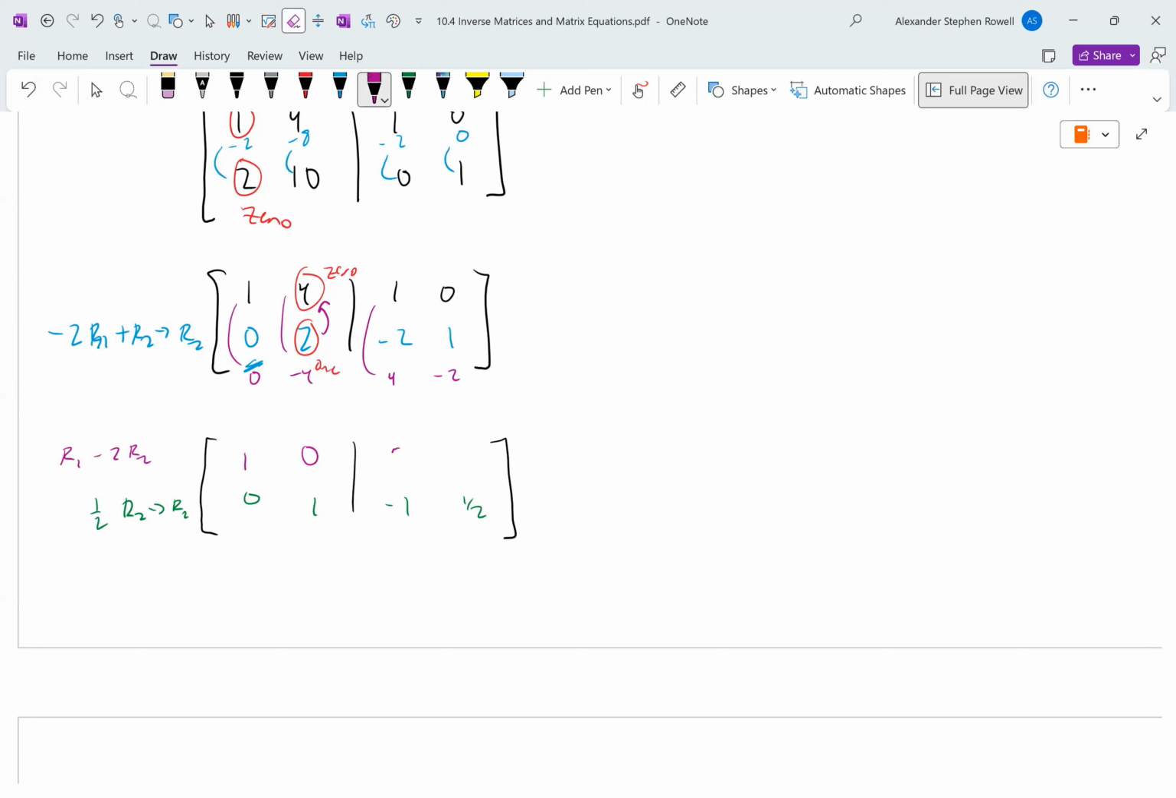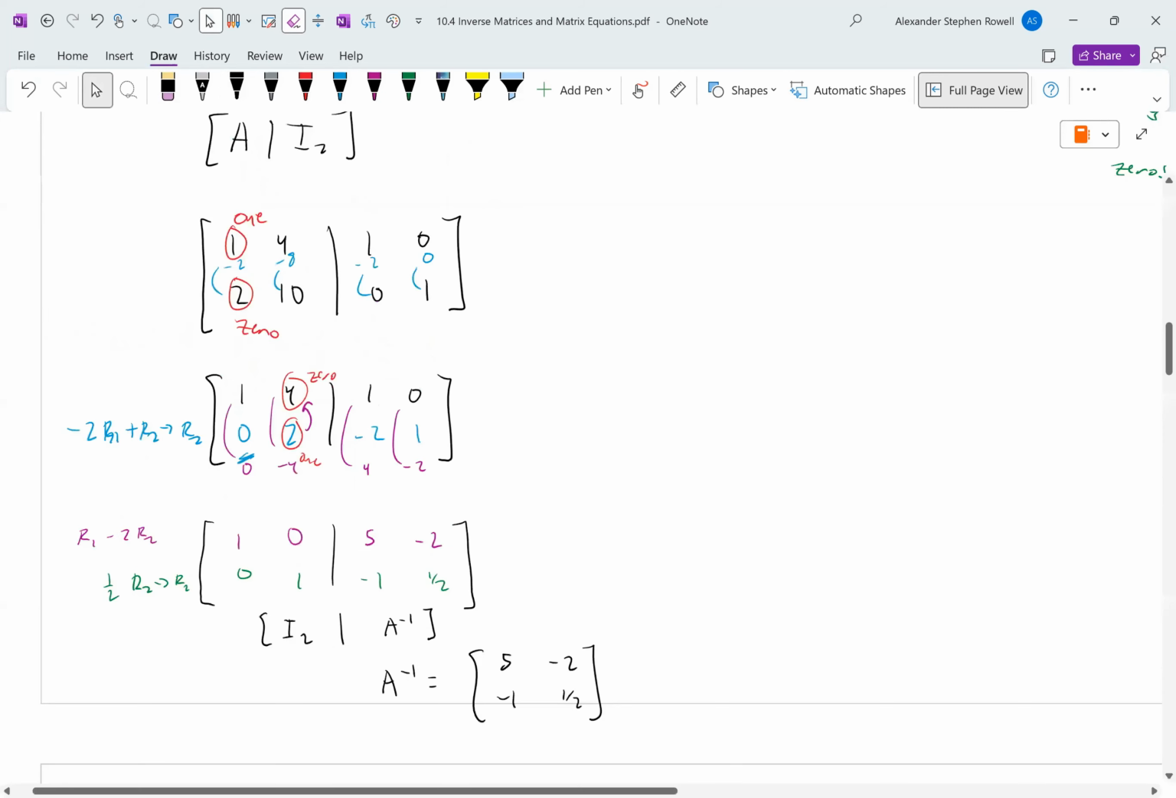1 plus 4, is it? So I multiplied by the -2 so that I could add. But if you multiply by the +2, then you would have to subtract. And then 0 plus -2 is -2. Okay, so what we have here is the identity on the left-hand side, and this is the inverse on the right-hand side. A inverse is equal to 5, -2, -1, 1/2.